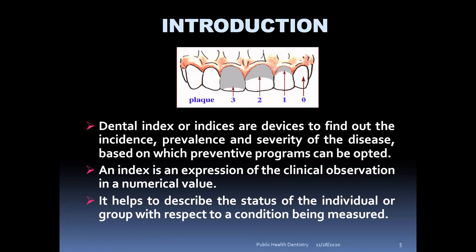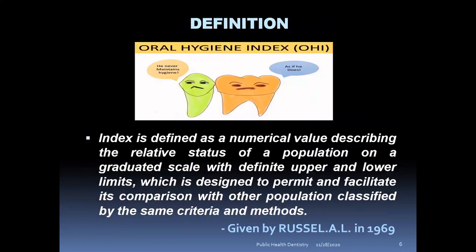To put it in very layman terms, the index simply means that if you have any dental disease, we can describe that disease in terms of numbers. So that is basically a layman meaning of the indices. It helps to describe the status of the individual or group with respect to a condition being measured.